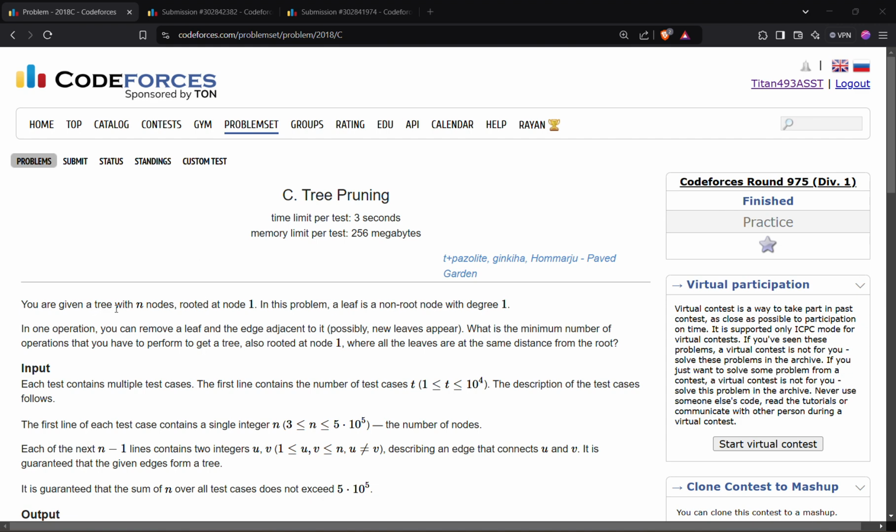So you are given a tree with n nodes rooted at node 1. In this problem, a leaf is a non-root node with degree 1. Okay, makes sense. So in one operation, you can remove a leaf and the edge adjacent to it, possibly new leaves appear. Okay, so that's kind of obvious. So what is the minimum number of operations that you have to perform to get a tree also rooted at node 1 where all the leaves are at the same distance from the root?